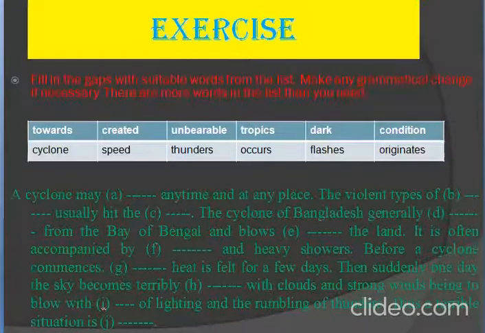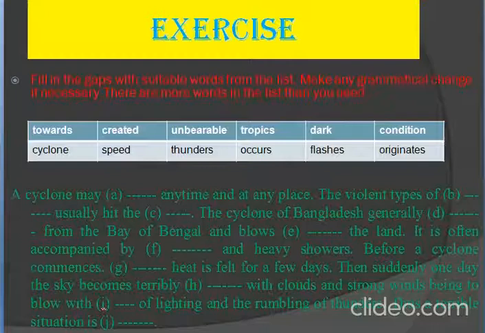Now, here is an example of cloze test with clues. So before completing gaps, read the instruction first. Fill in the gaps with suitable words from the list. Make any grammatical change if necessary. There are more words in the list than you need. First, it's your duty to read all the words and try to understand the meaning of each of the words. Tours, created, unbearable, tropics, dark condition, cyclone, speed, thunders, occurs, flashes, originates.